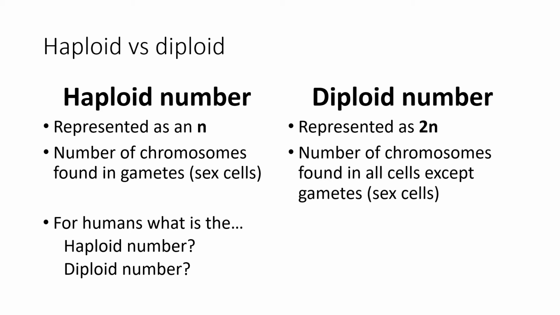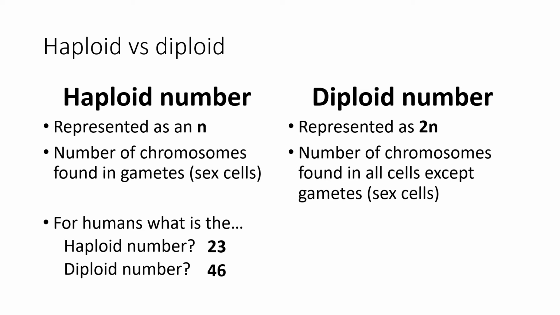Now you do need to know the haploid number and diploid number for humans. When it comes to humans, the haploid number is 23 and the diploid number is 46. That means any cell inside a human body, with the exception of sperm and eggs, will have 46 chromosomes. Hair, skin, eye, liver, stomach, bone, muscle, it doesn't matter. All of them will have 46 chromosomes.